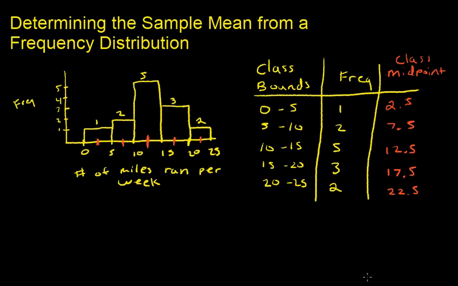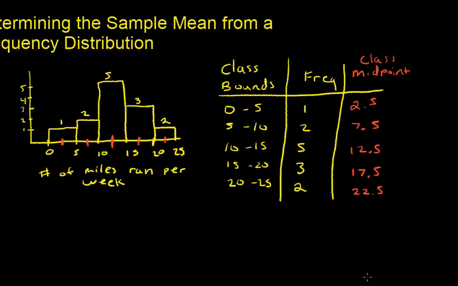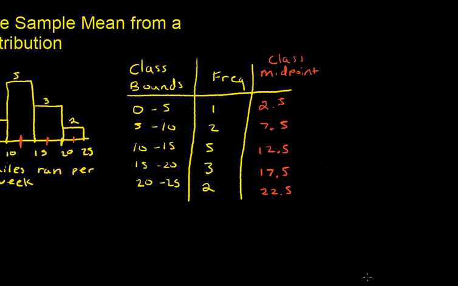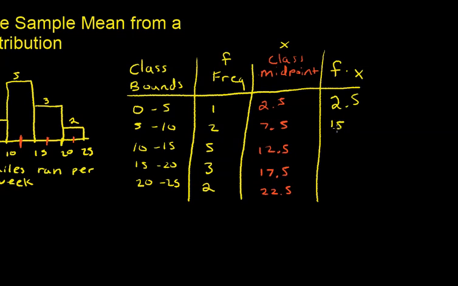When calculating my sample mean, I should multiply the frequency times the class midpoint. I'm going to call x the class midpoints, and frequency is f. So f times x. There's one observation that's 2.5. There are 2 observations that are 7.5, so we multiply those. Basically I'm adding 7.5 twice, that's what multiplication is. So that would be 15.